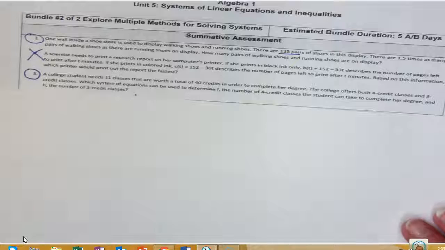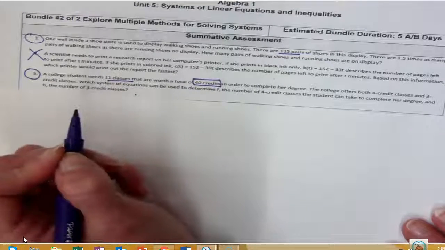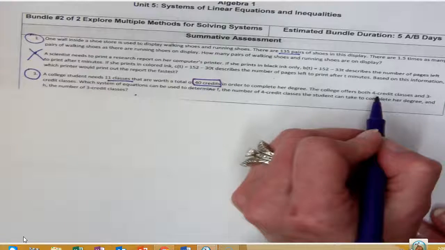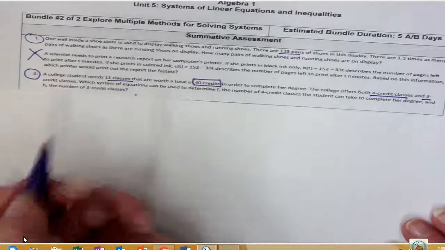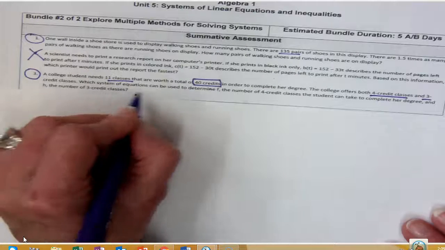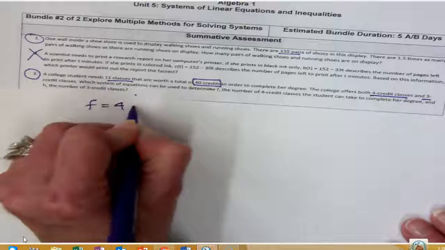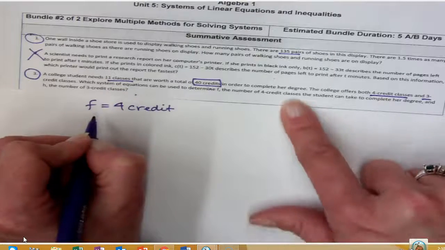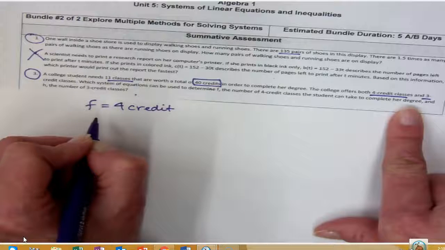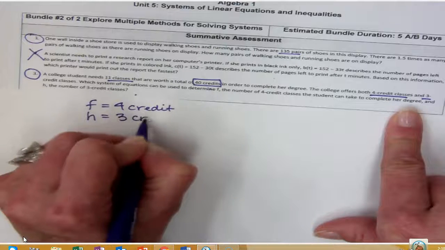Number 3, a college student needs 11 classes that are worth a total of 40 credits in order to complete her degree. The college offers 4 credit classes and 3 credit classes. Which system of equations can be used to determine the number of 4 credit classes? So F is 4 credit classes, and the student can take to complete her degree, where H is the number of 3 credit classes.